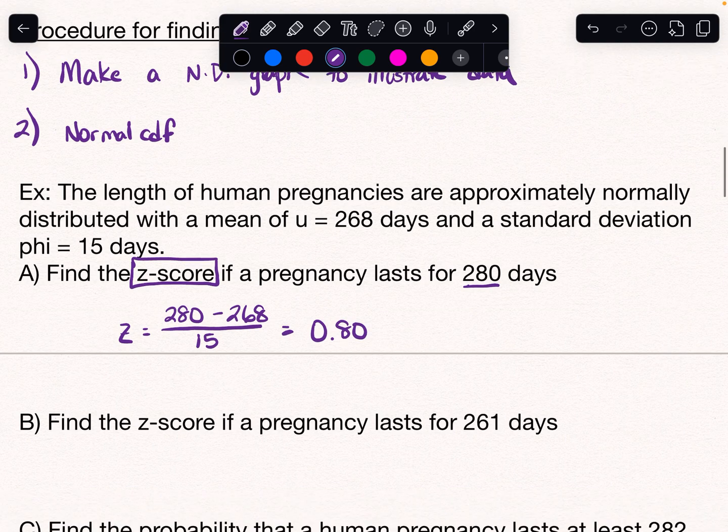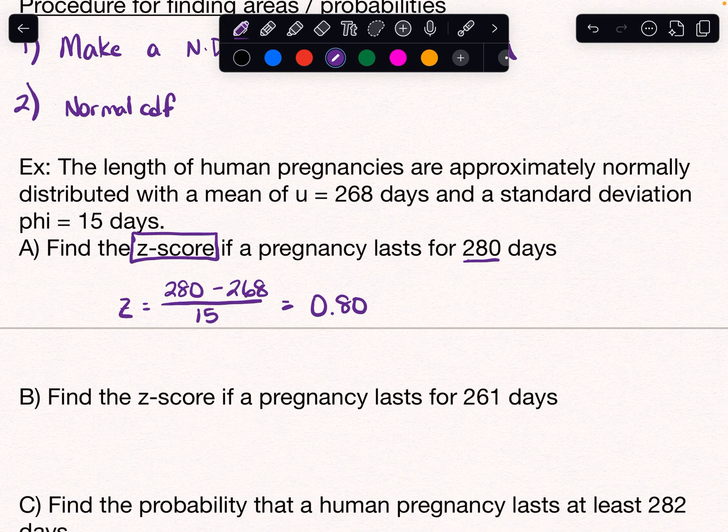Okay, so the next one, same thing, find the z-score. So I'm going to use the z-score formula to actually calculate this. I'm not finding a probability, so I don't need to make a normal distribution graph. So same thing, so 261 minus 268 over 15.